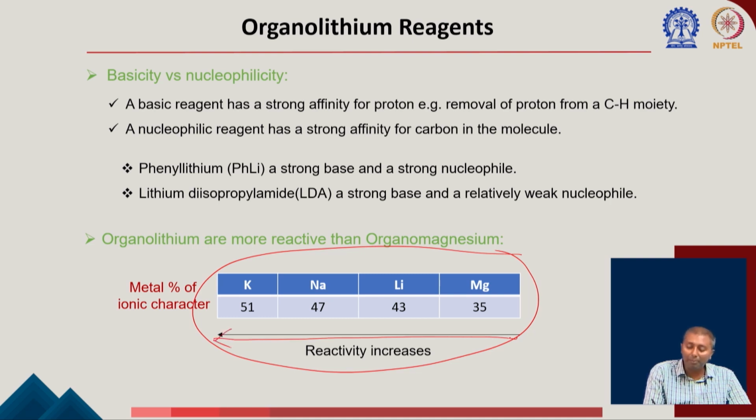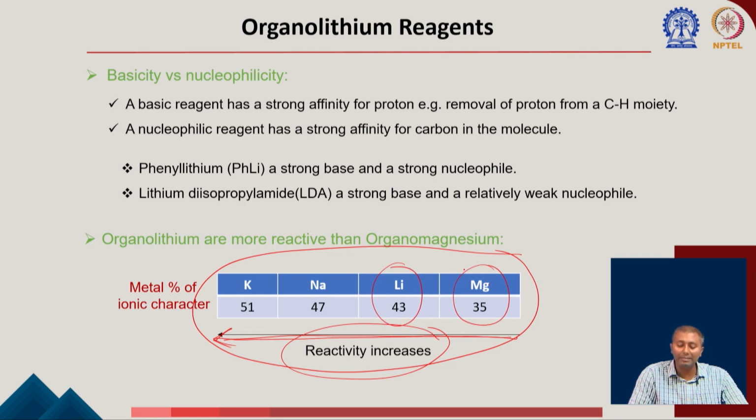As the percentage of metallic character increases from magnesium to lithium to sodium to potassium, your reactivity gets increased. So if someone asks you about an organosodium compound versus an organolithium compound, of course the sodium and potassium will be much more reactive compared to your organolithium. And again, if you compare organolithium with organomagnesium or the Grignard reagent, then organolithium will be much more reactive compared to the organomagnesium because of the percentage of ionic character.